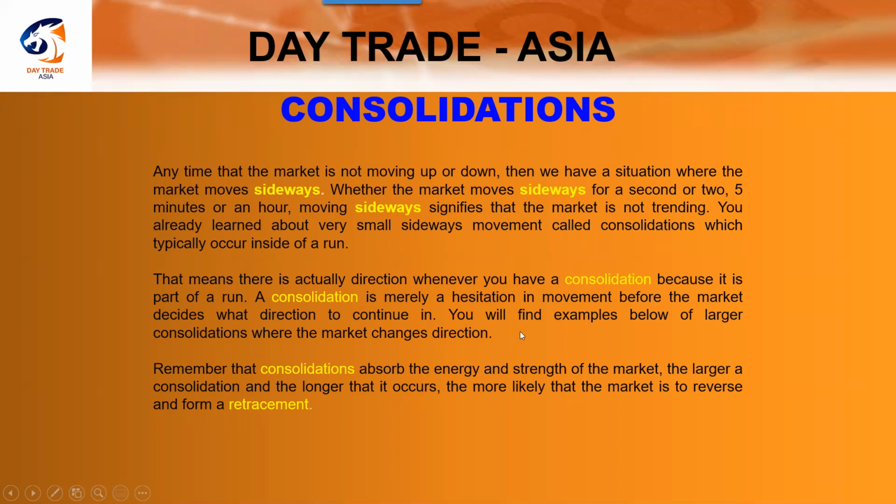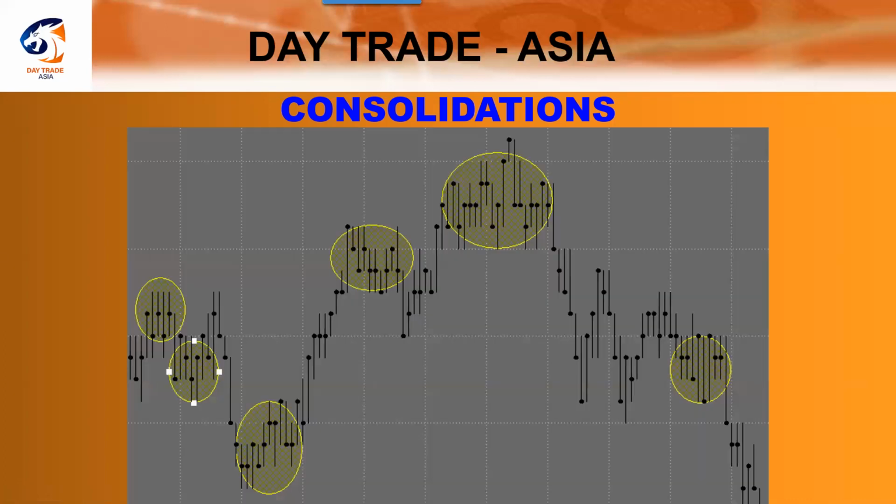You'll probably find examples below of a larger consolidation where the market changes direction. Remember, like I stated before, consolidations absorb the energy and strength of the market. The larger the consolidation and the longer it occurs, the higher the probability that the market will reverse and form a retracement. For example, these are smaller consolidations here, right? This is a larger one.